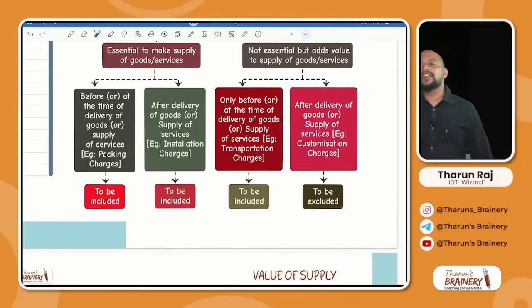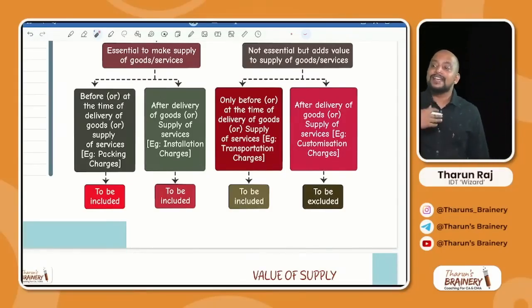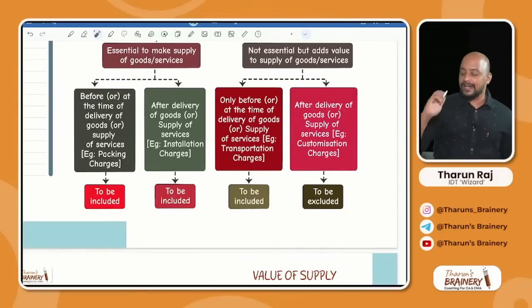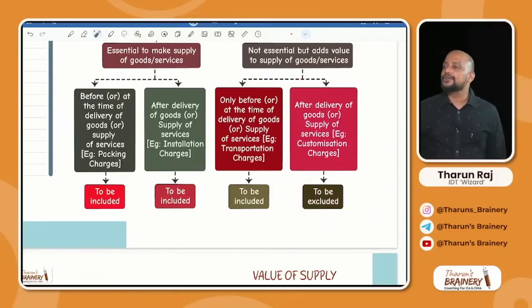Is it at the time of delivery or after delivery? After delivery. Therefore will it be included in the value? No. It's an independent activity. Got it? No way connected. That is, after delivery of goods or supply of services, customization charges are to be excluded. Understood? If it is incidental, don't see anything, it will always be included. If it is others, you need to check whether it is before the time of delivery or after delivery.